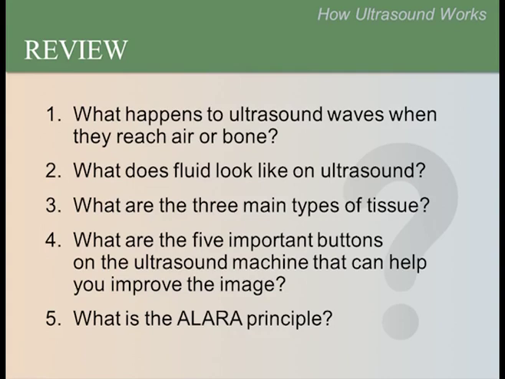Questions for review. Please pause the video now to review these questions and answers. What happens to ultrasound waves when they reach air or bone? The answer is that they are reflected. What does fluid look like on ultrasound? The answer is that it looks black. What are the three main types of tissue? The answer is complex, cystic, and solid. What are the 5 important buttons on the ultrasound machine that can help you improve the image? The answer is the gain, time gain compensation, depth, focus, and zoom.